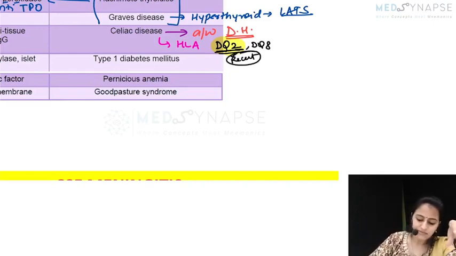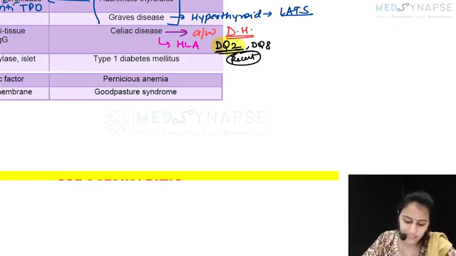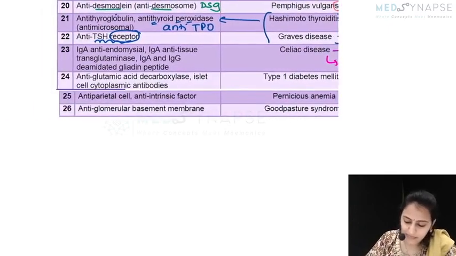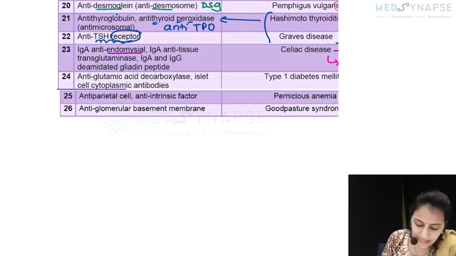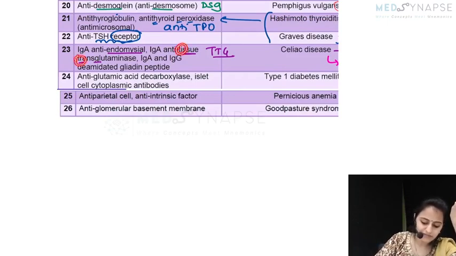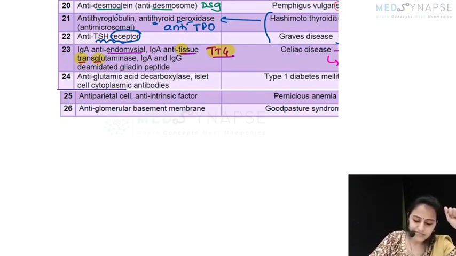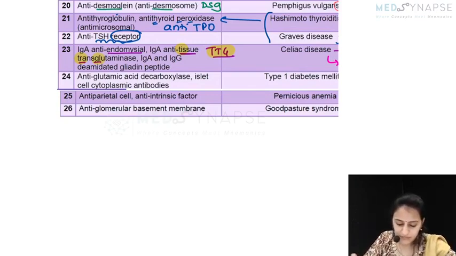What HLA did we see in myasthenia gravis? Remember myasthenia gravis? B8, right? Mahatma Gandhi's spectacles, that was B8, this is DQ2. So celiac disease, what antibodies do we get here? Anti-endomysium, anti-TTG, tissue transglutaminase. Don't memorize the full names because it is an MCQ exam, not a subjective exam. So just remember TTG, tissue transglutaminase, anti-endomysium. So this is gluten sensitive enteropathy. Wheat is not to be given.